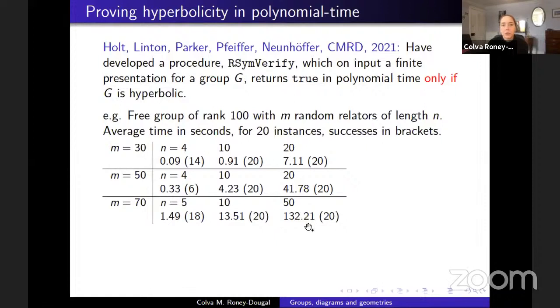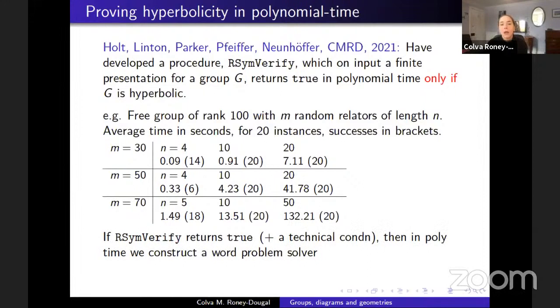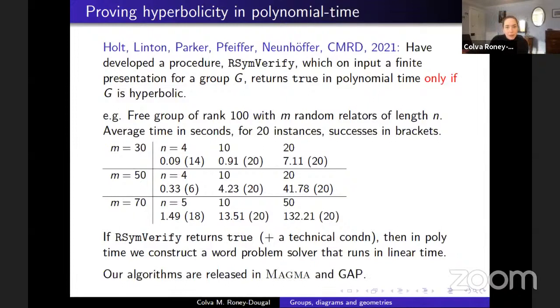And I just wanted to put this grid in to show you that my algorithm is fast. So 100 generators, 70 random relators of length 50. That's a big object, and it's taking a couple of minutes to work each time. If it works, then we can construct one of the solvers to the word problem that runs in linear time. So this is a fast solution for hyperbolic groups. So we don't work all the time, but if we do work, we work quickly to solve one of Dehn's problems. And we've released our algorithms in Magma and GAP, and I am out of time, so I shall stop there. Thank you very much.